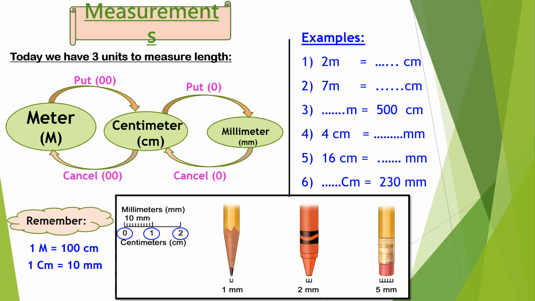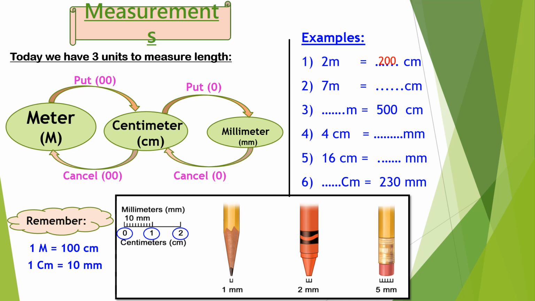2 meters equal what centimeters? First, look at the unit. We are converting what? Meter to centimeter. So meter equals what? 1 meter equals 100 centimeters. So 2 meters equal 200 centimeters.